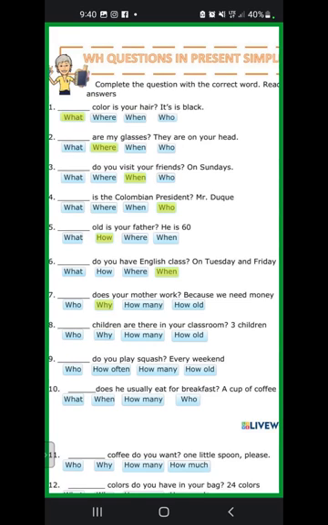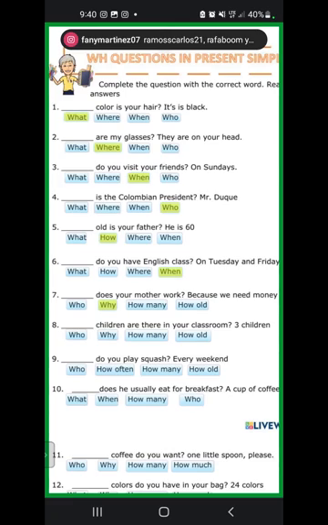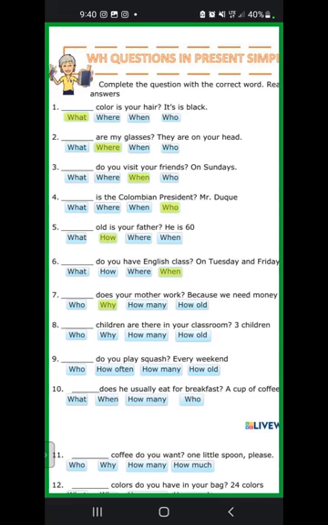Children are injured. How many. How many children are there in your classroom? Do you play on... How often do you play? It's great, every week.